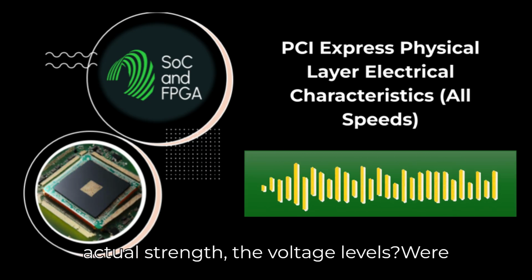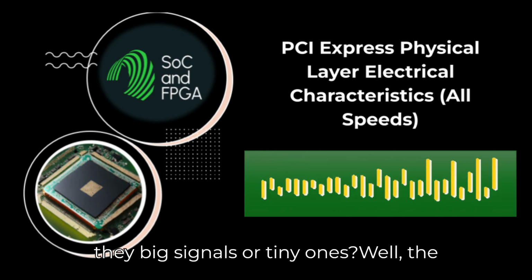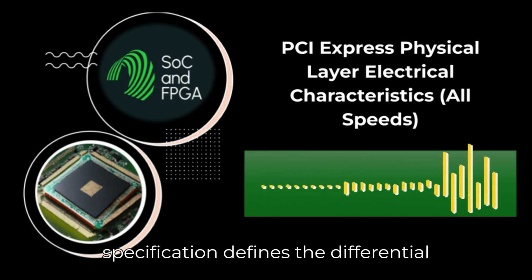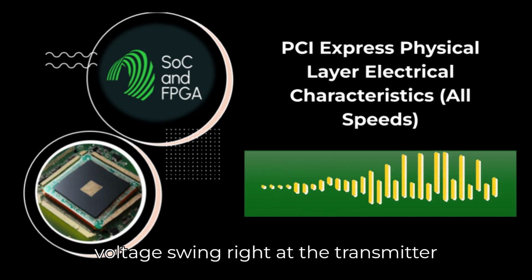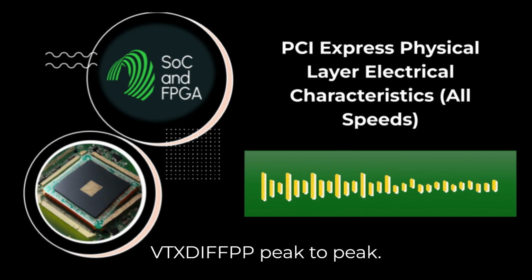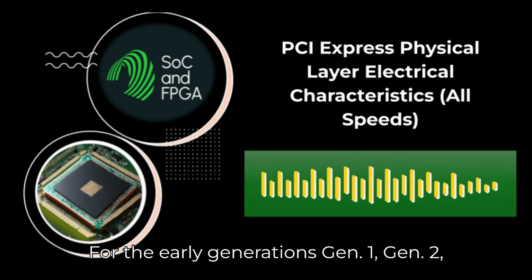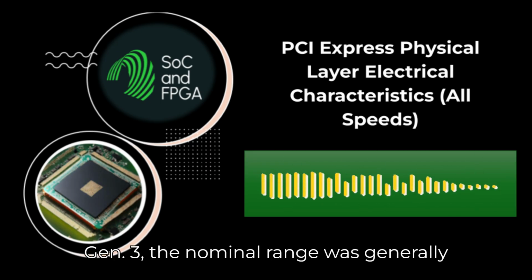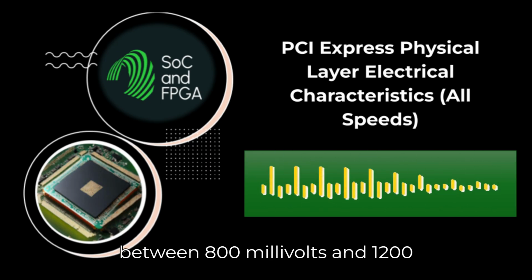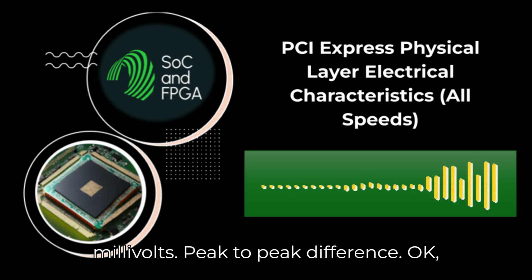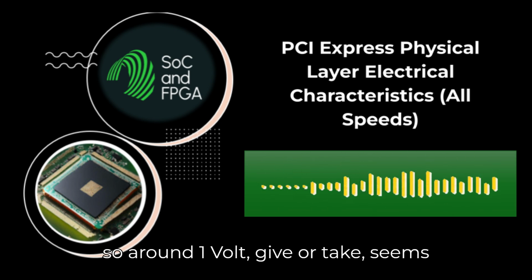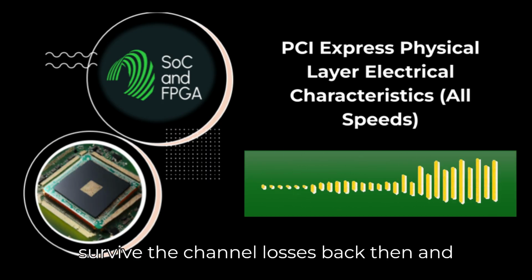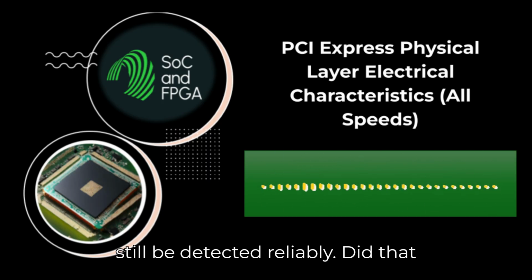Okay, so we have these efficient noise-resistant signals. What about their actual strength, the voltage levels? Were they big signals or tiny ones? Well, the specification defines the differential voltage swing right at the transmitter, VTX-DIFFPP, peak to peak. For the early generations, Gen 1, Gen 2, Gen 3, the nominal range was generally between 800 millivolts and 1200 millivolts peak-to-peak difference. Okay, so around 1 volt, give or take. Yeah. Seems reasonably strong. It was enough to survive the channel losses back then and still be detected reliably.